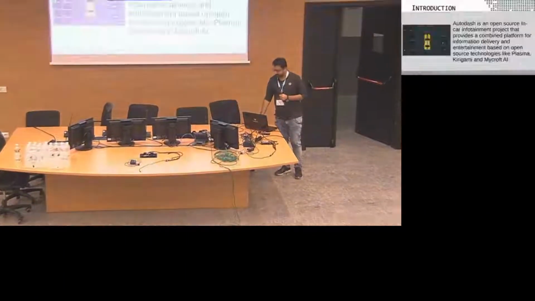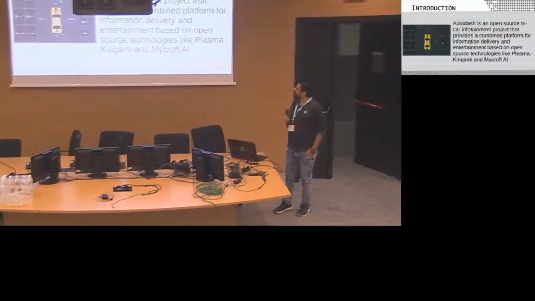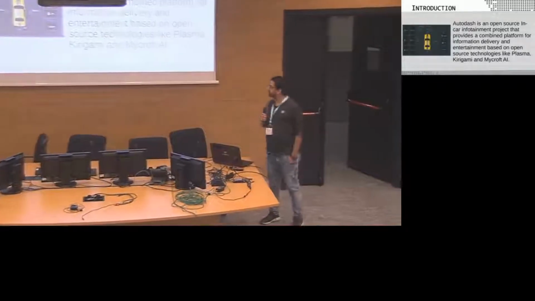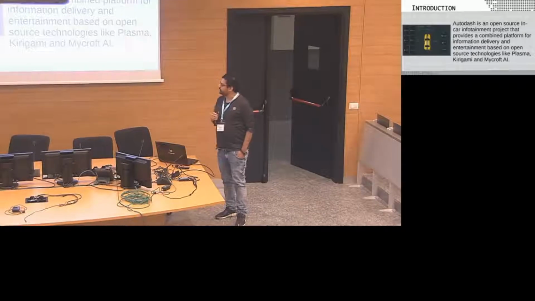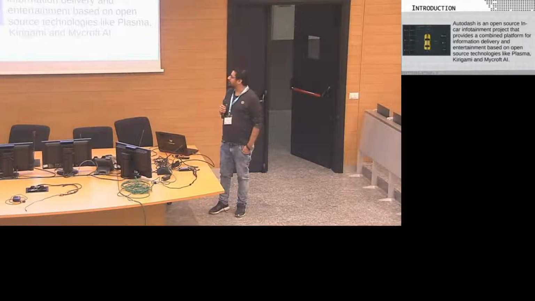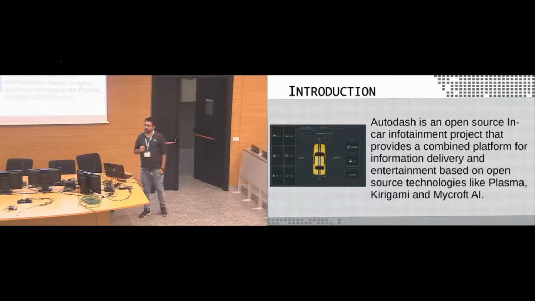So to introduce the project, AutoDash is an open source in-car infotainment system that provides a combined platform for information, delivery, and entertainment. It's based on open source technologies. It's built on top of Plasma and Kirigami, and it is powered by Mycroft AI's voice assistant.